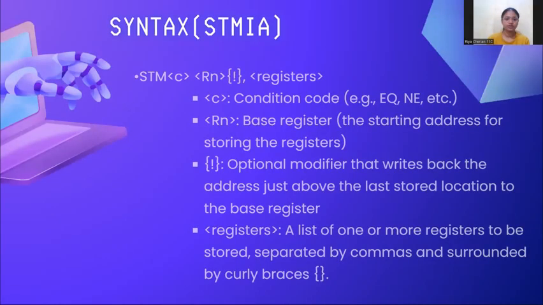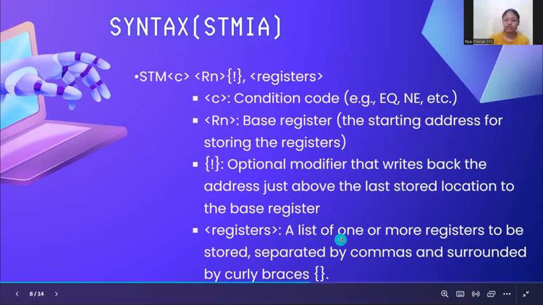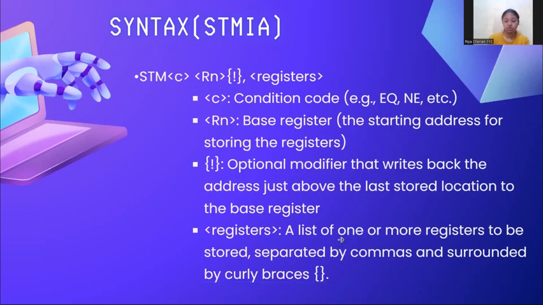Let's look into the syntax. C, which stands for condition code, then followed by the base register, then an exclamation mark, which is enclosed within curly braces, which is an optional modifier that writes back the address just above the last stored location to the base register. Then registers, a list of one or more registers to be stored, which are separated by commas and surrounded by curly braces.